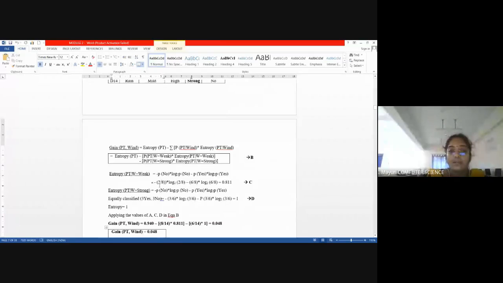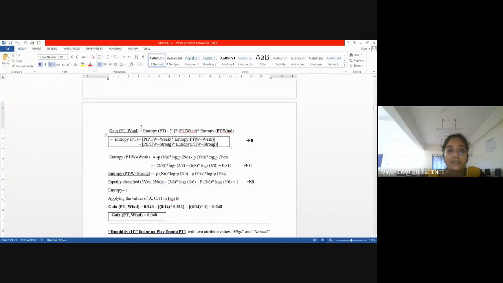Minus 2 by 8 into log 2 by 8. Then minus 6 by 8 into log 6 by 8, because 2 is negative means out of 8, 6 is positive. So I got the entropy of weak. Then I can apply that in the formula. So please apply that in the formula.